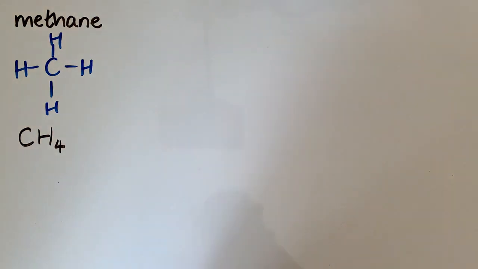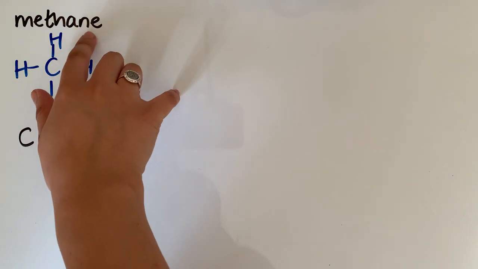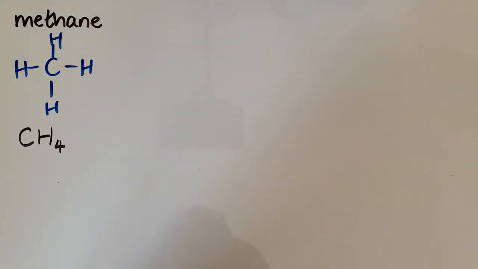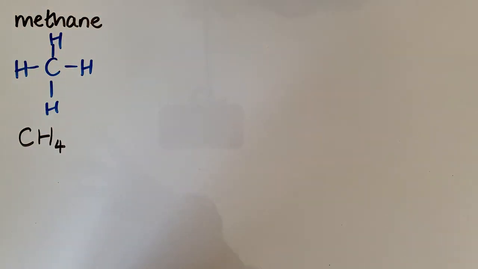The name: you can always find out the name of an alkane based on what it's made up of. The suffix, the bit at the end, "ane", shows that we always have an alkane. So all alkanes are going to end in "ane". The first part, the "meth", tells us the number of carbon atoms. So "meth" always means that we've got one carbon atom.